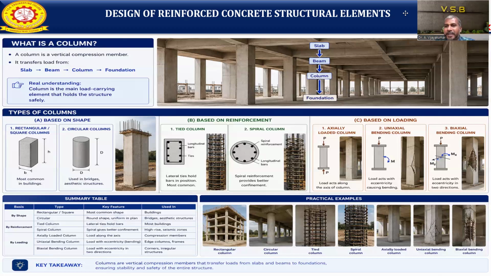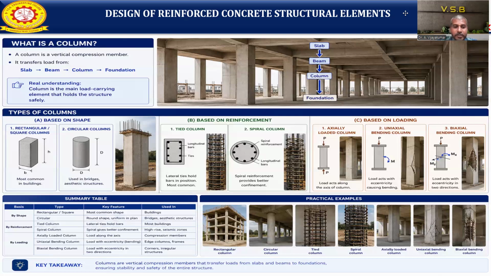So here the practical examples are seen, where we use a rectangular column, and where we use a circular column, tied column, and spiral reinforcement column. The three types of column loading systems, and their failure, are seen in the axial loaded column, uniaxial loaded column, and biaxial loaded column. These are the practical examples of the different types of columns.